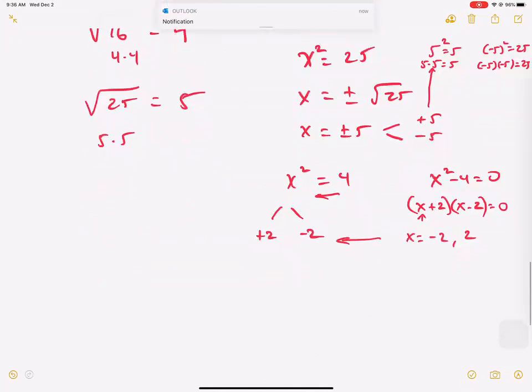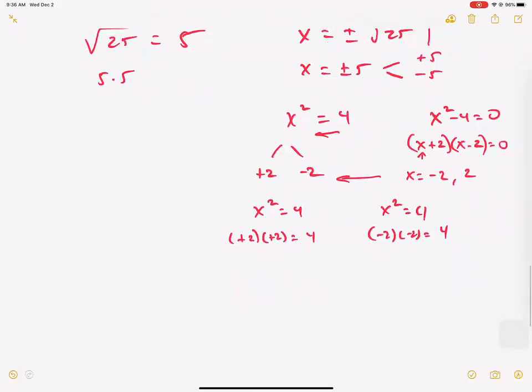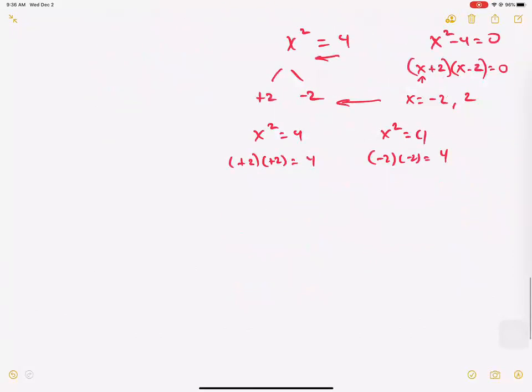Is that true? Let's double check it. For x squared equals 4, if x was positive 2, yes, that's 4. And is it also true if it was negative 2? Yeah, that is positive 4. But if I ask you the square root of a negative number, the square root of negative 4, what two exactly the same numbers would give me a negative 4? If I wrote x squared equals negative 4, is this possible?